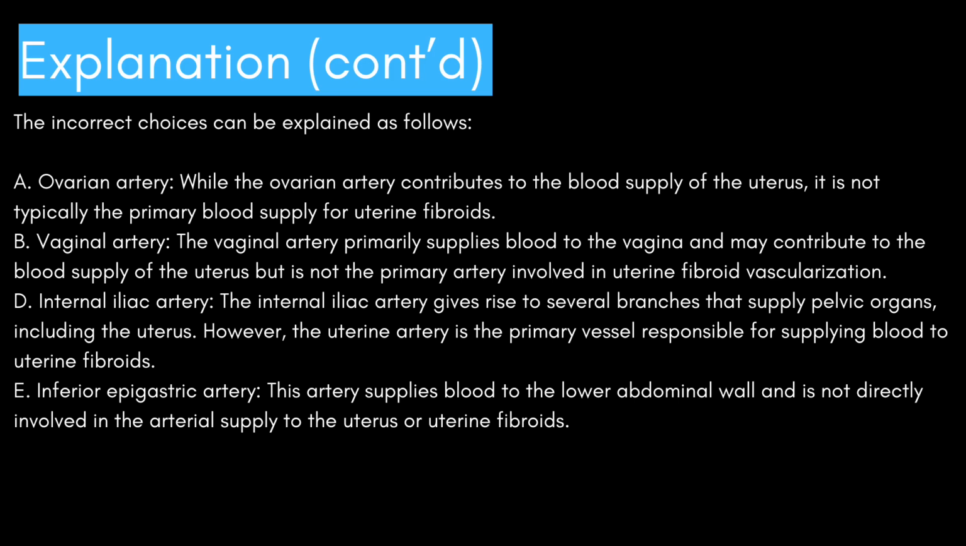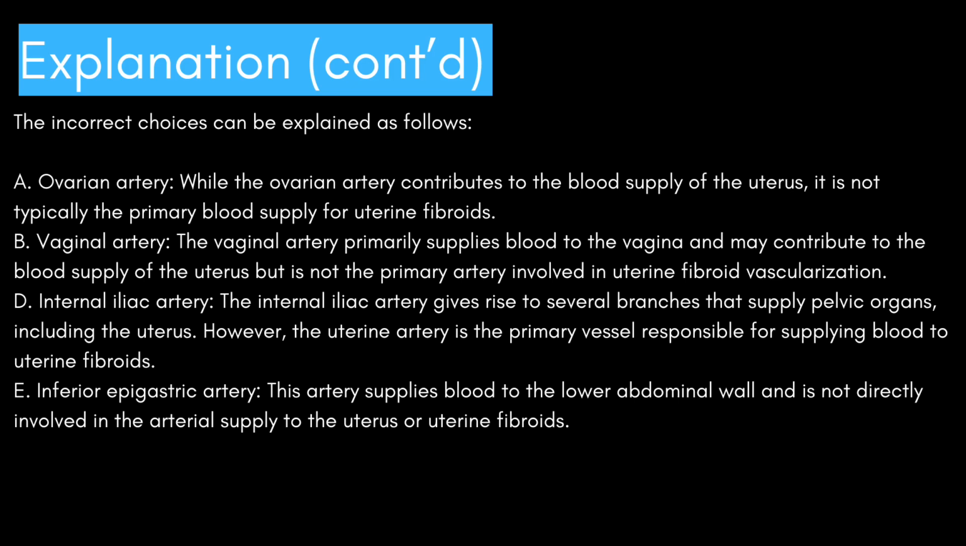B, vaginal artery. The vaginal artery primarily supplies blood to the vagina and may contribute to the blood supply of the uterus, but is not the primary artery involved in uterine fibroid vascularization. D, internal iliac artery. The internal iliac artery gives rise to several branches that supply pelvic organs, including the uterus. However, the uterine artery is the primary vessel responsible for supplying blood to uterine fibroids.